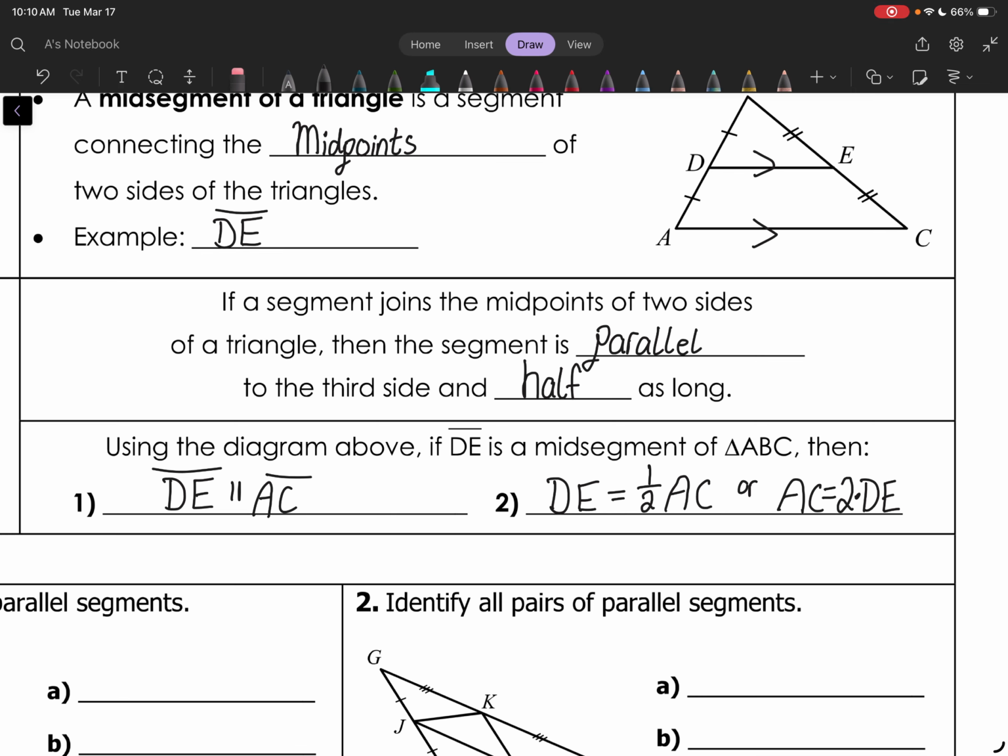Using the diagram above, if DE is the midsegment of triangle ABC, then we know two things. The first is the line segment DE is parallel to line segment AC, and the second is that the length of DE is 1/2 of AC, or conversely, AC is 2 times the length of DE.